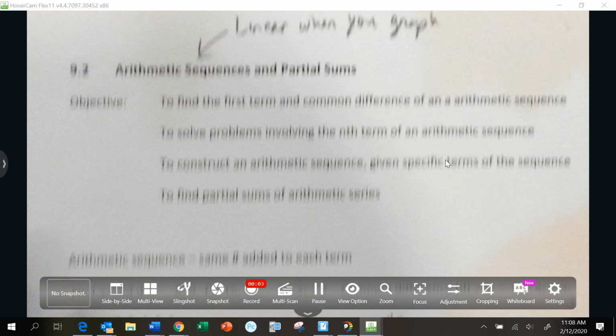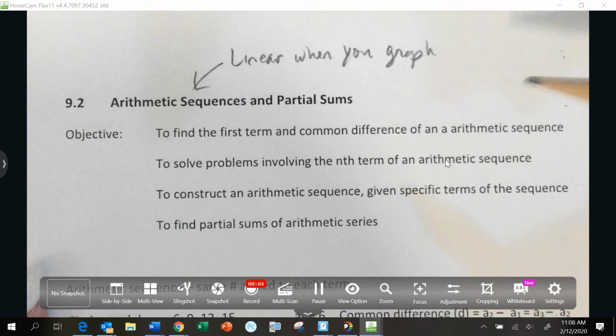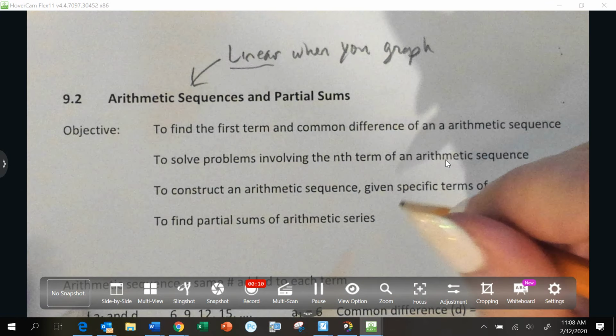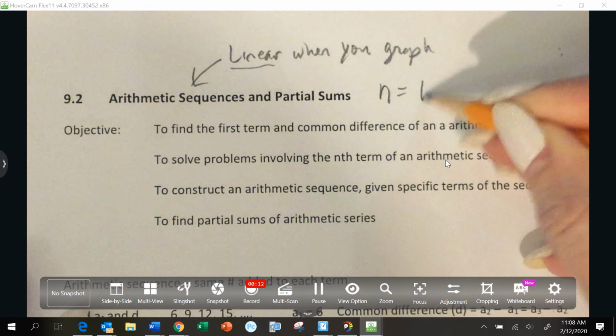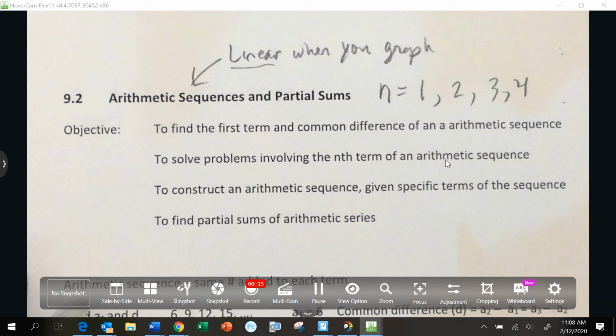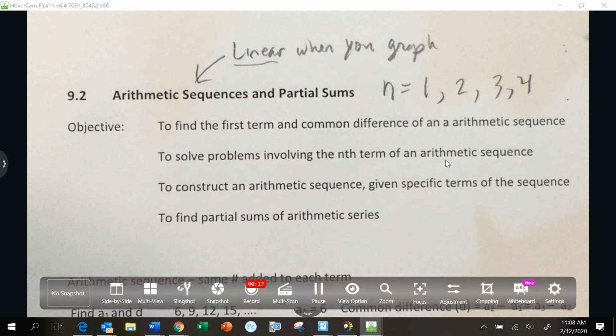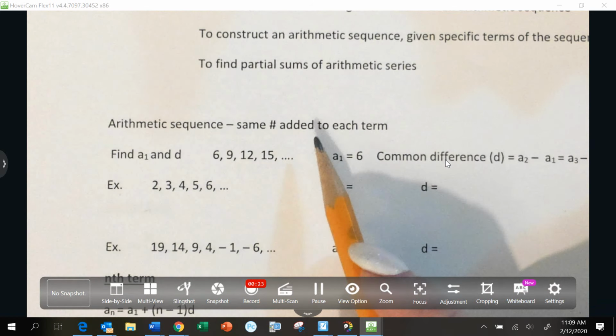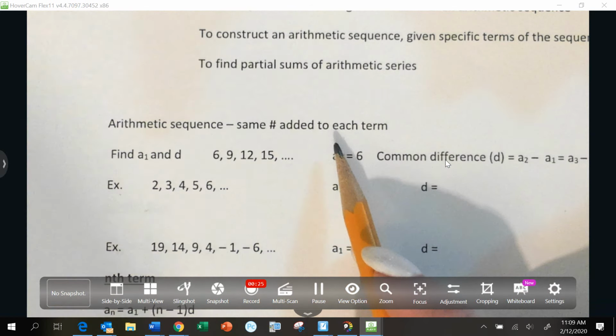So in the arithmetic, as the term number is going up 1, 2, 3, 4, and so on, the a sub n is going up by the same amount. We are either adding or subtracting the same number each time. So this is linear.